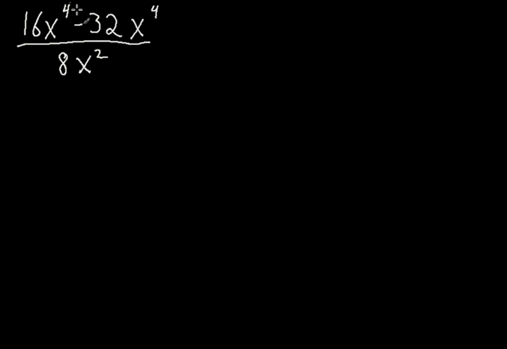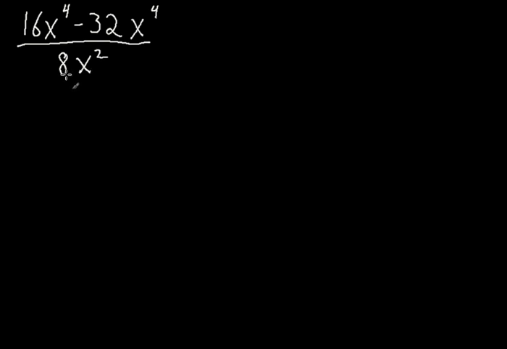Okay, in this video, I want to talk about simplifying rational expressions. So for the first example, we have 16x to the fourth minus 32x to the fourth over 8x squared. Okay, well, how can we simplify this? Well, maybe we could use our factoring techniques to cancel out some terms.